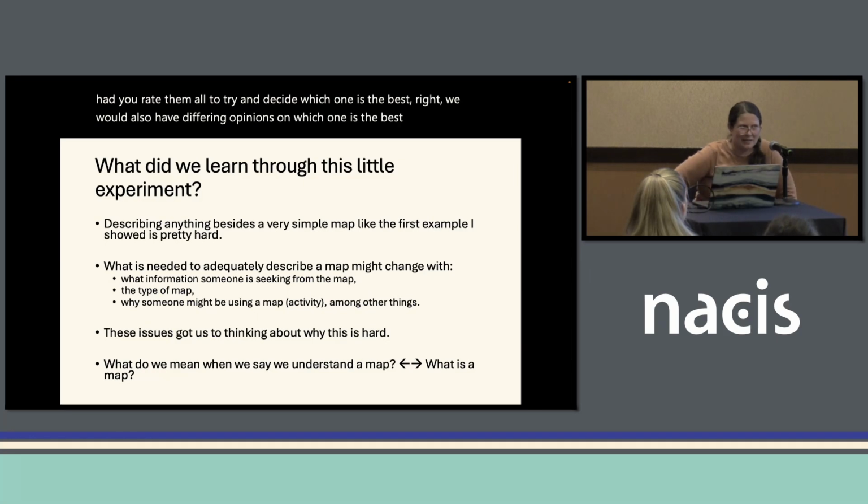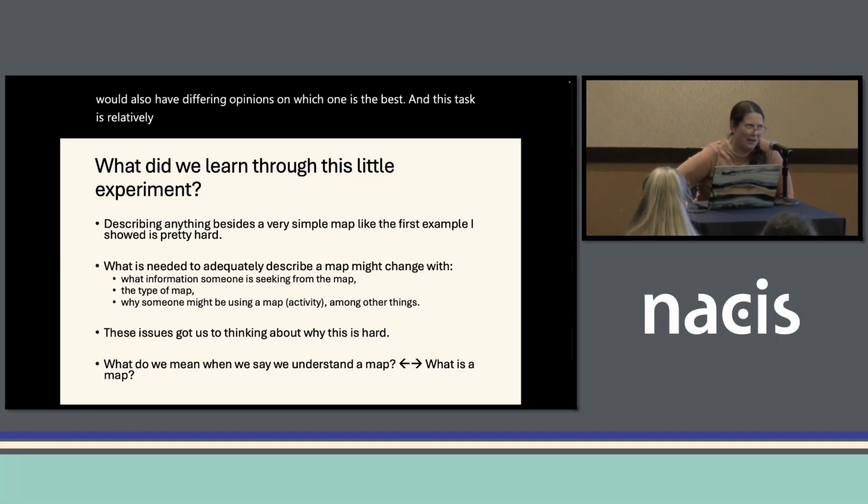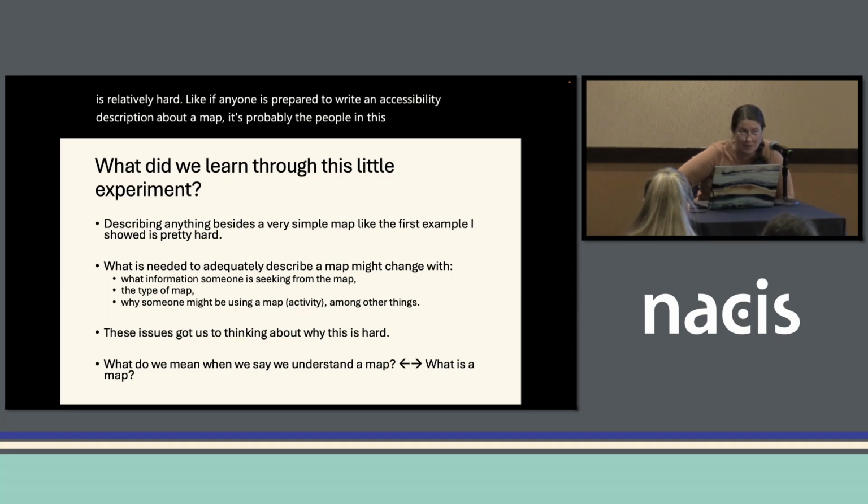And this task is relatively hard. If anyone is prepared to write an accessibility description about a map, it's probably the people in this room, because we spend a lot of time thinking about maps. But there's heaps of people who are developing things on the web, and they might not have made the map, but they've sourced it from somewhere and put it on the web. And they're supposed to write these accessibility descriptions by law here in the US. You're supposed to have them if you serve an image on the web. But it's relatively difficult, and so we actually believe that that's a big barrier to people doing this.